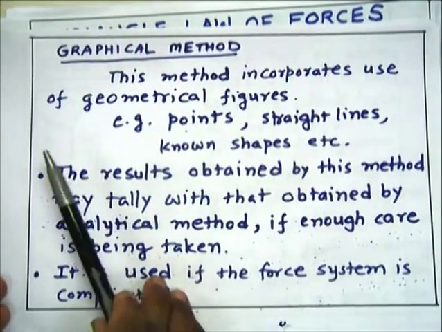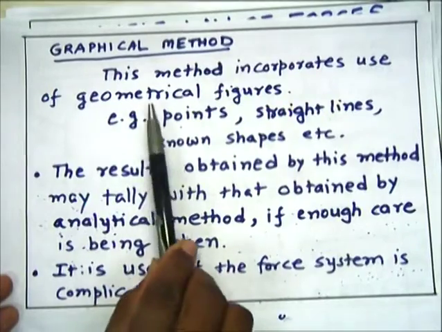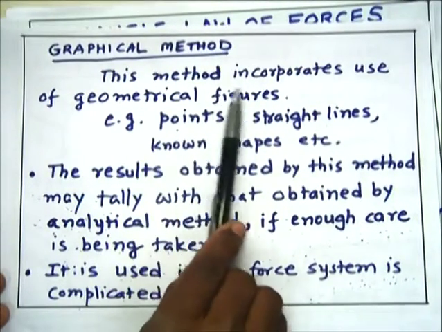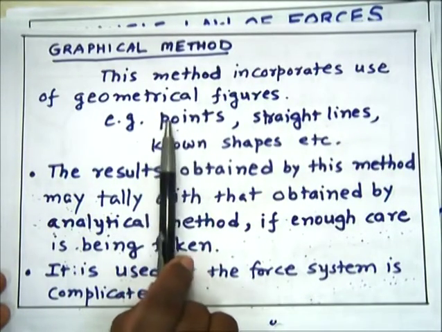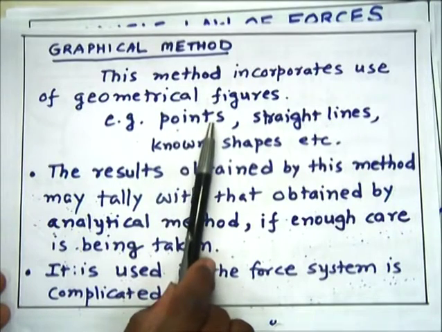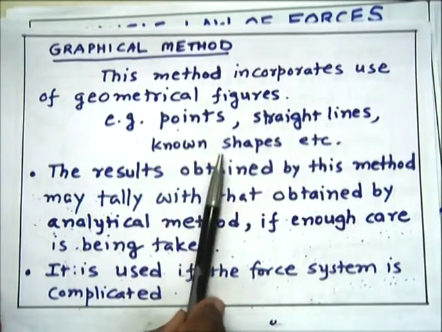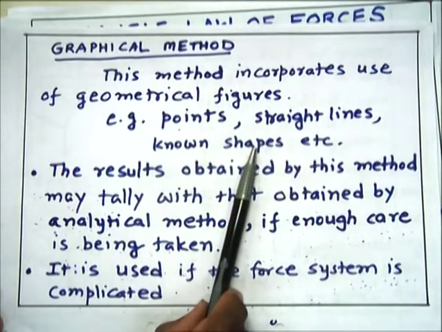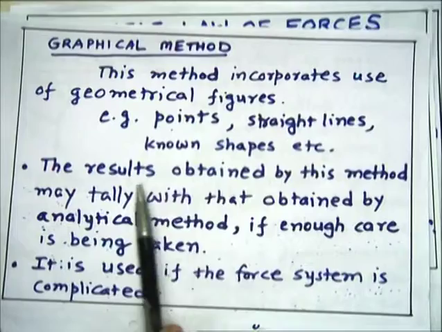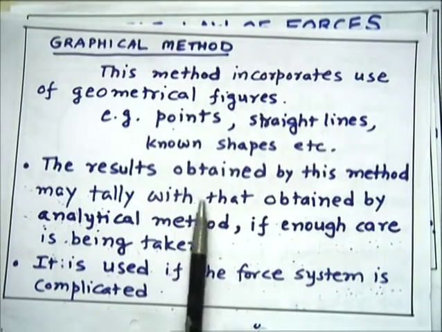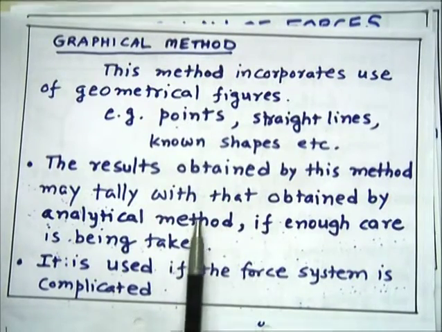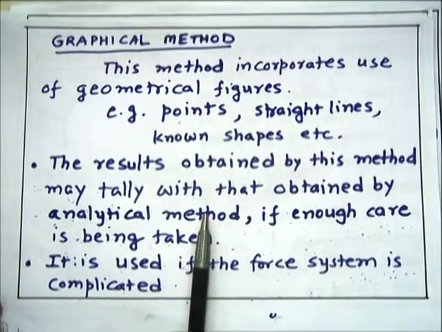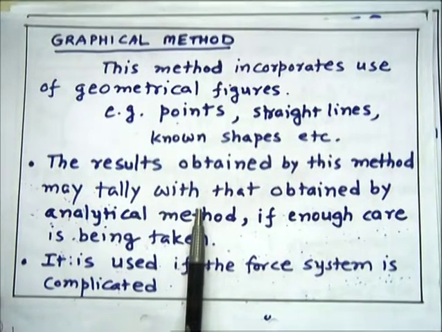Then we discuss graphical methods. A graphical method is nothing but a method which incorporates the use of geometrical figures, for example, it may deal with points or straight lines, or drawing even shapes, that is, say, a parallelogram or triangle or polygon. The results obtained by this method may tally with those obtained by the analytical method if enough care is taken. If you have not taken enough care, then the resultant value obtained in the graphical method would differ from the analytical results.